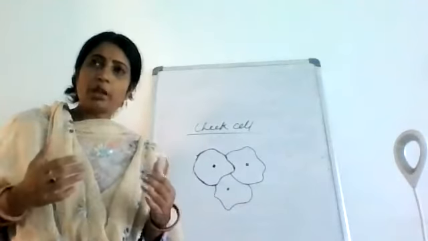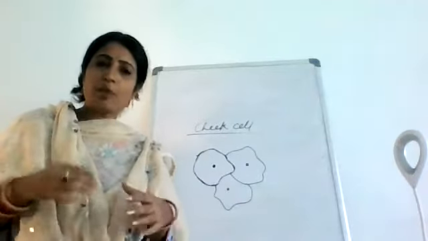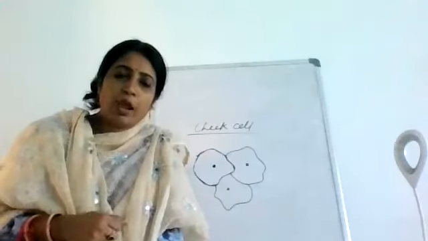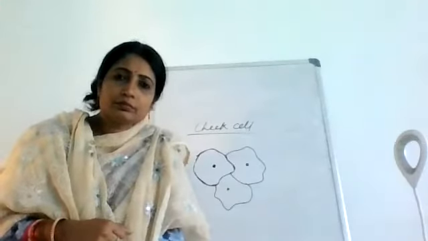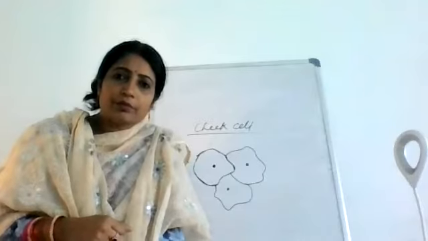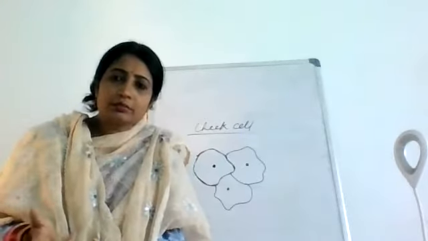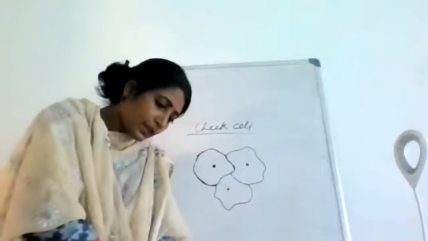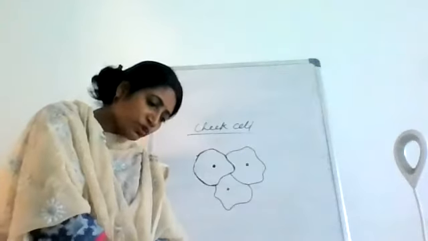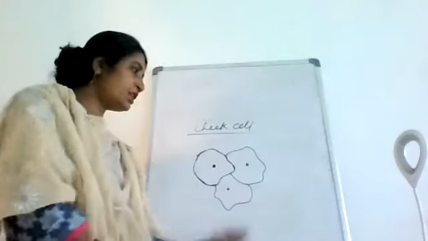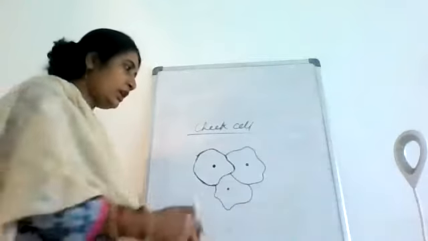If any of them stops performing its function, then what's going to happen? The cell will die. The body is going to become dead. Cell organelles are enclosed by membranes. All the cell organelles are enclosed in what? Are they enclosed in a membrane or not?